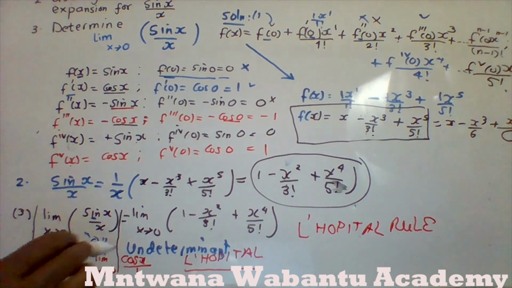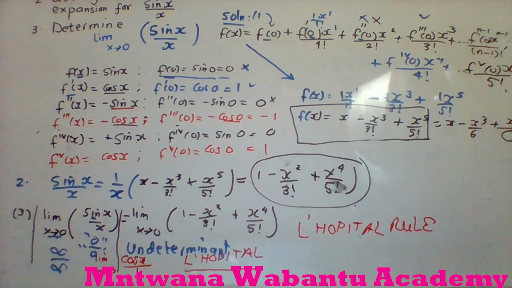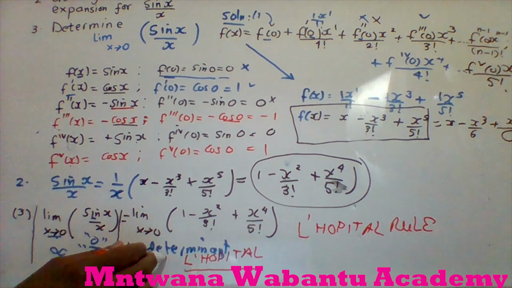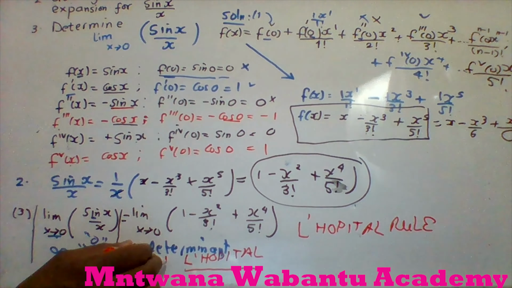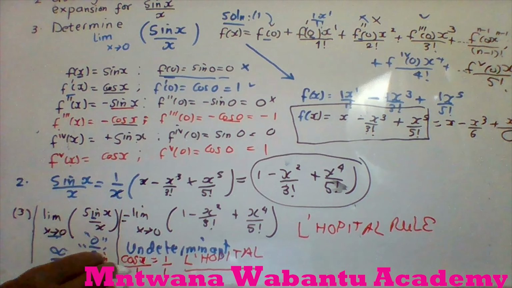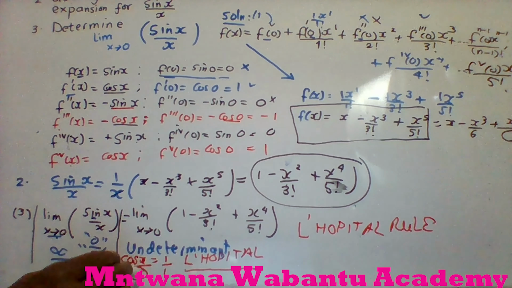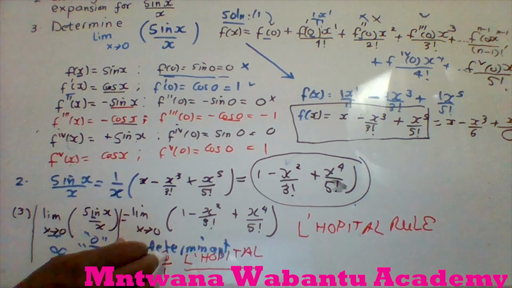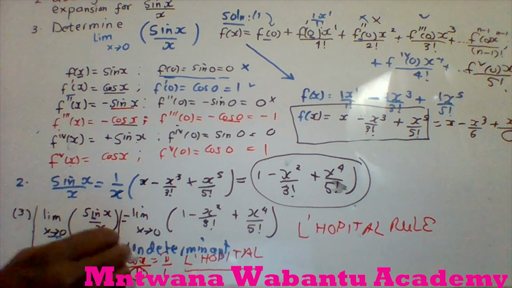Now let's substitute again, because every time we have to substitute and see what happens. x equal to 0 means cos of 0, and cos of 0 equals 1. Over 1, because the denominator has no x, so you only substitute in the numerator. Cos of 0 equals 1, and 1 over 1 equals 1.